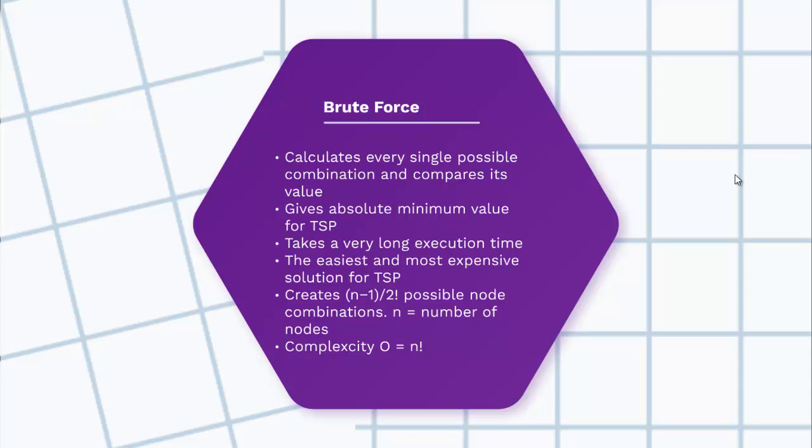It creates (n minus 1) divided by 2 factorial possible node combinations, where n is the number of nodes. The complexity of this algorithm is n factorial.